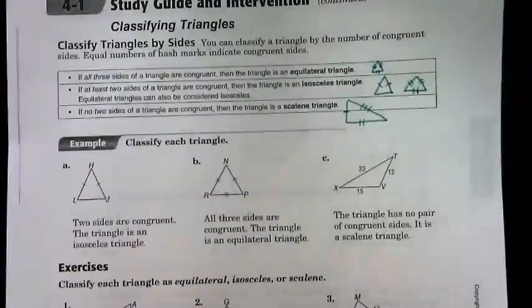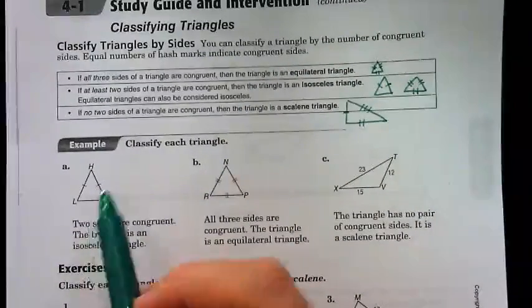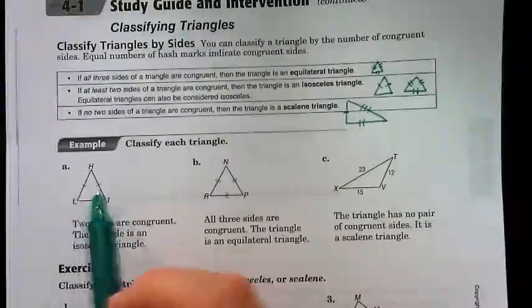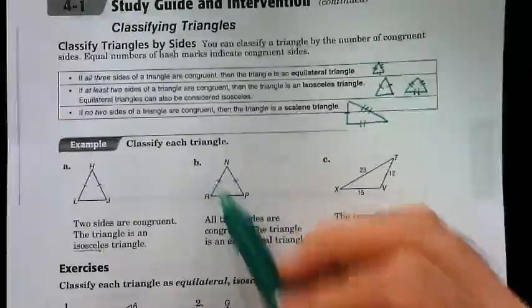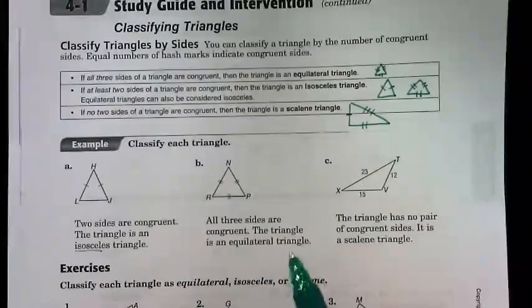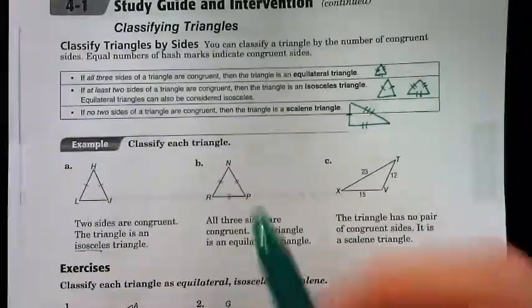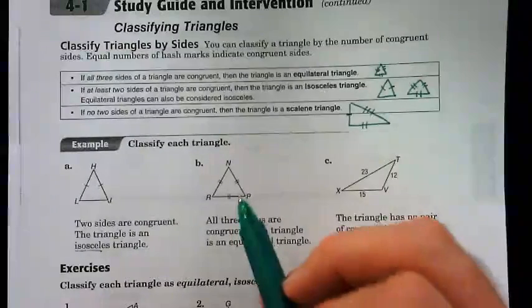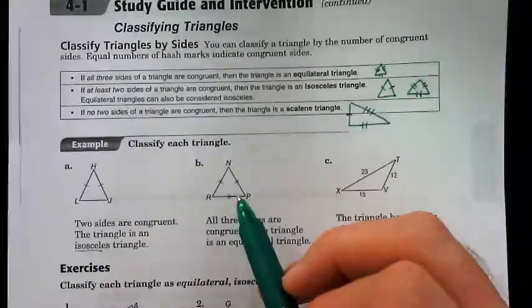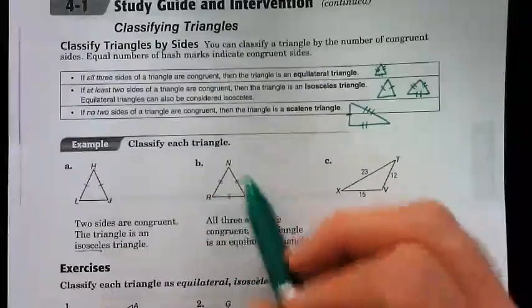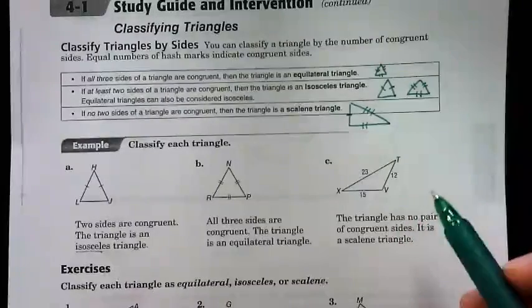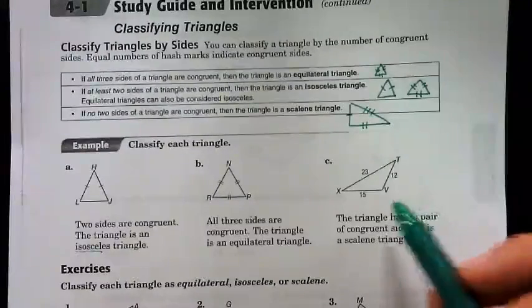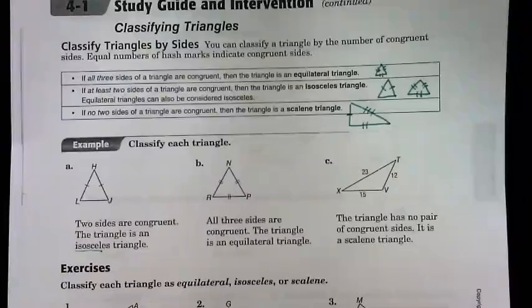So classifying these, this first triangle, and they tell us 2 sides are congruent, so it's isosceles. On the second one, you have all 3 sides congruent, so it is equilateral, but also know that this one could also be classified as what? Isosceles, because it has at least 2 sides congruent. On C, the triangle has no pair of congruent sides, therefore it is scalene. So let's look at a couple on the exercise here.